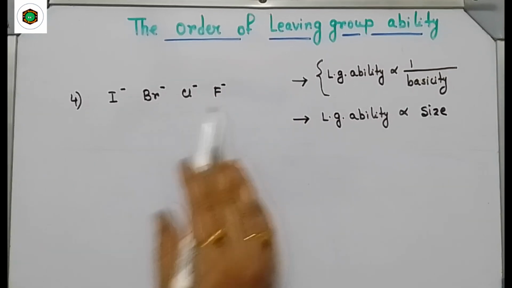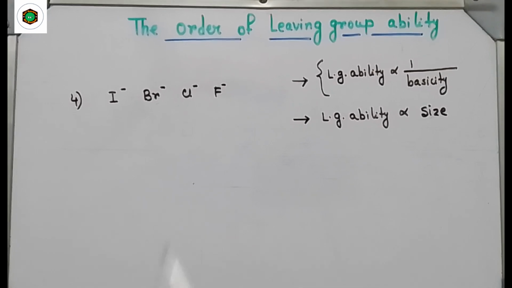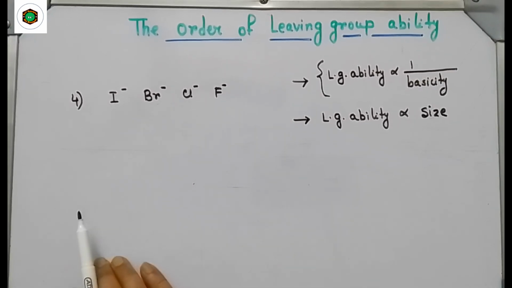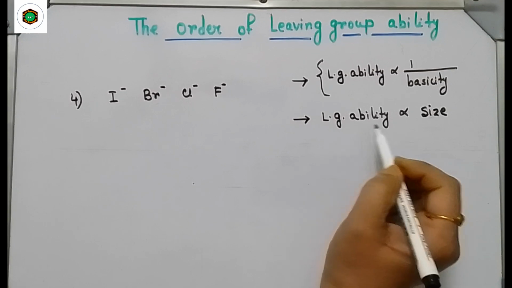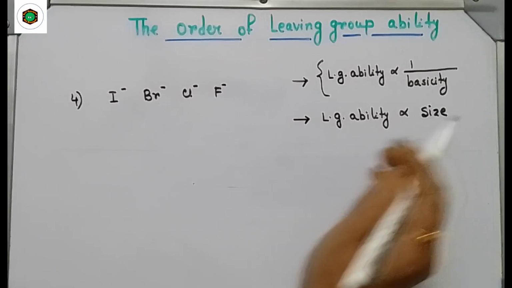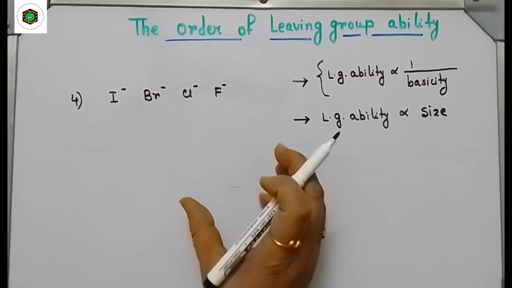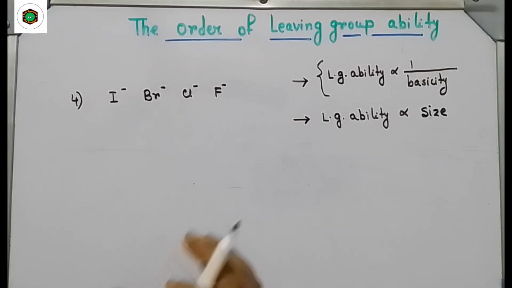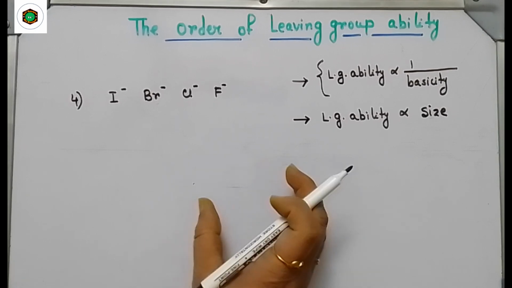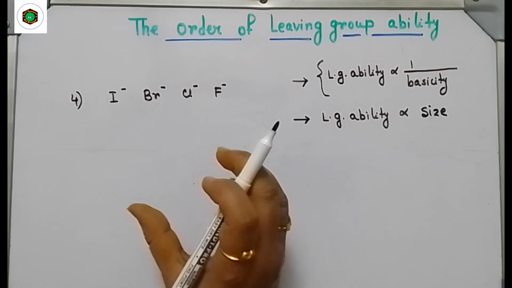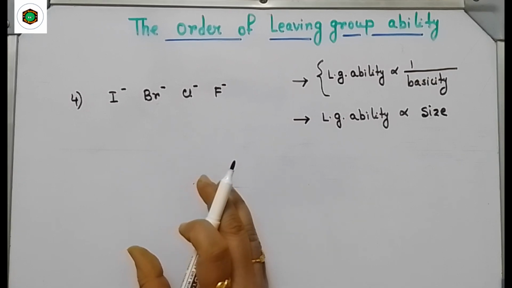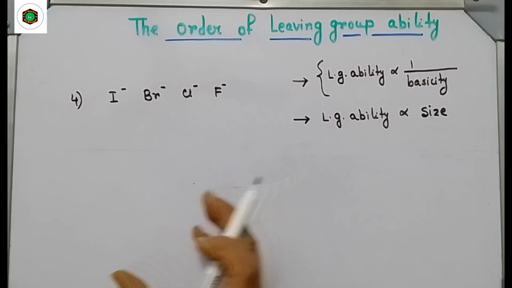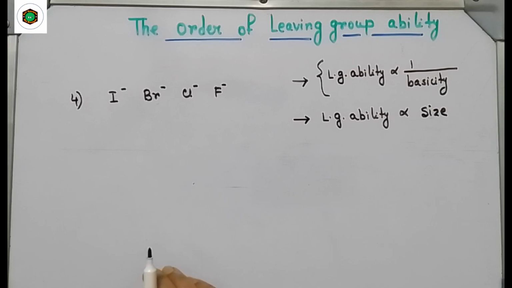Now find out the leaving group ability order of halides. These are group 17 elements. Remember, leaving group ability is directly proportional to size. If the atom is larger in size, it can spread out the negative charge, so electron repulsion is less and the system is stable.